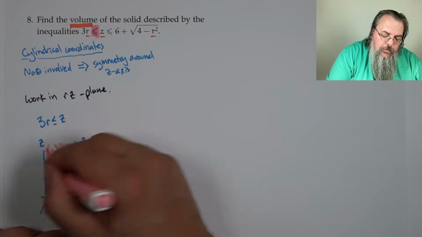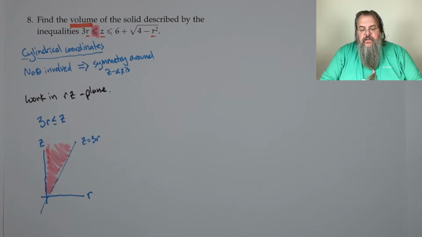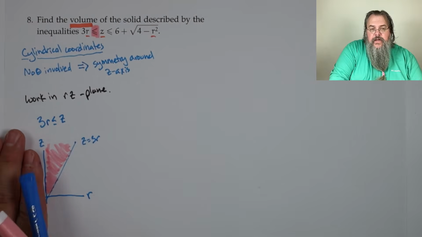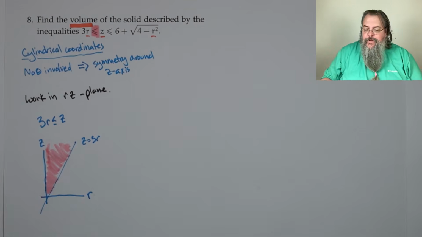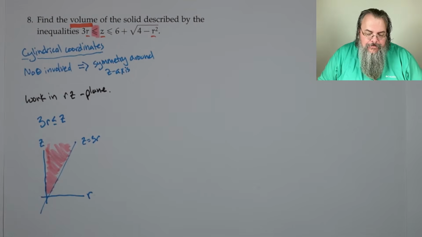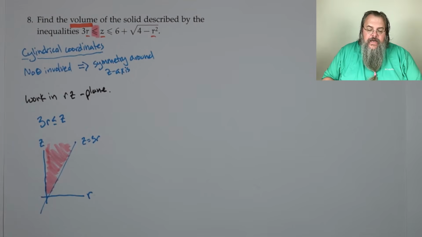Now, I should mention that when you work in the RZ plane, you only work in what I like to call the right half of the RZ plane, right? You don't work over here. We don't work with negative values for r. All right, so that's part of our picture.